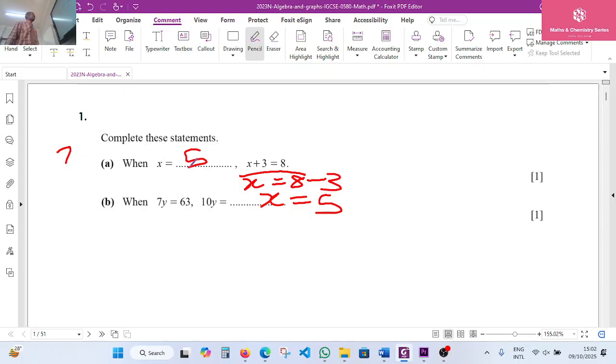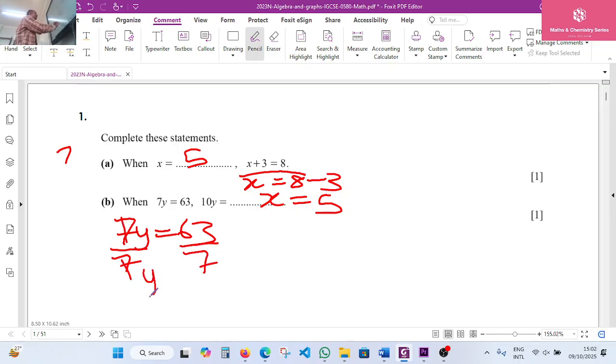Moving on to the next one, we are given an equation which says 7y equal to 63. In other words, we are saying if we multiply 7 and y, the result is 63. Then, what if we multiply 10 and y? Before we do so, we can find the actual value of y by dividing both sides by 7. That our y here is equal to 9.